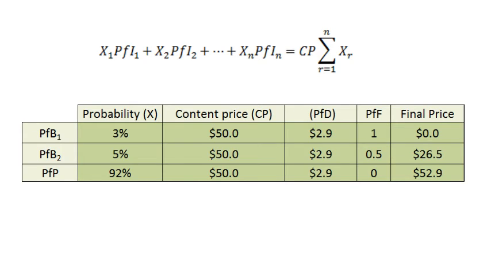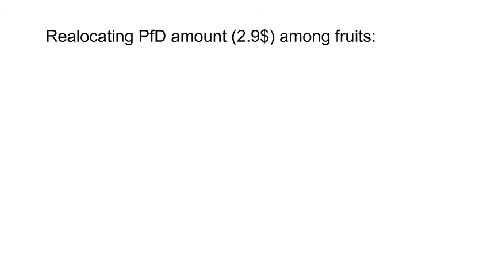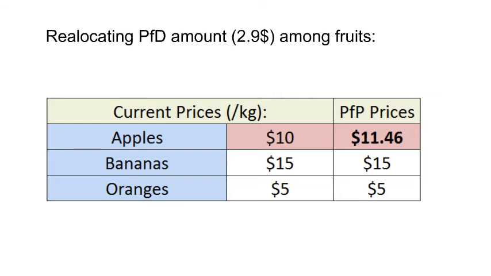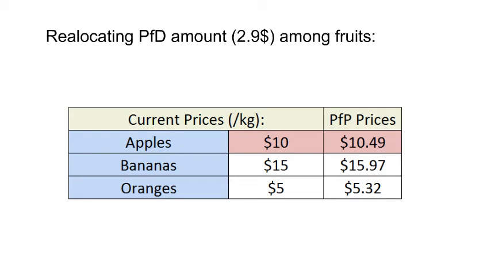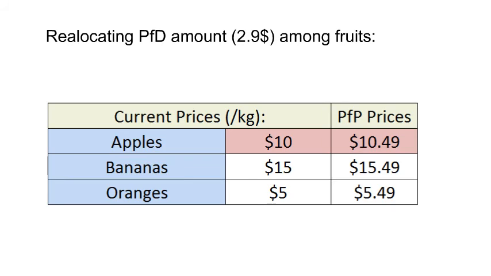Using established equations from previous videos, we can calculate the PfD amount to be $2.9. This would mean that an average basket size would need to be raised to $52.9 in order to compensate for PfB 1 and PfB 2. There are a number of ways in which said $2.9 could be reallocated between the fruits. Each fruit could take the burden, like apples, in this table. Alternatively, reallocation can be done according to price size, or even distribution between the products.